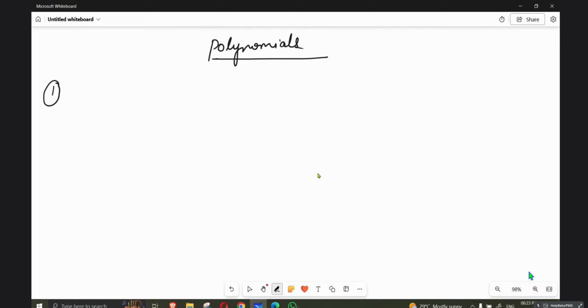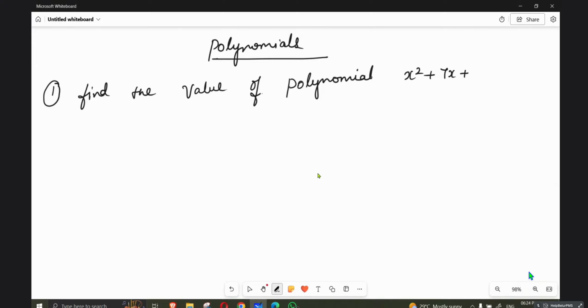First one, you write down this. Find the value of the polynomial x square plus 7x plus 10 at x is equal to 2. So find the value of the polynomial x square plus 7x plus 10 at x is equal to 2.